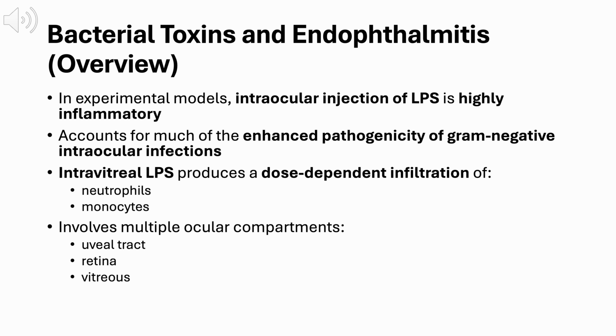Experimentally, intravitreal LPS causes a dose-dependent influx of neutrophils and monocytes. The inflammation is not confined to the vitreous; it also involves the uveal tract and retina. Therefore, much of the visual damage in gram-negative endophthalmitis reflects both direct bacterial injury and a powerful host inflammatory response affecting multiple ocular compartments.